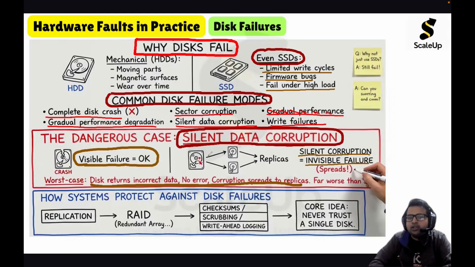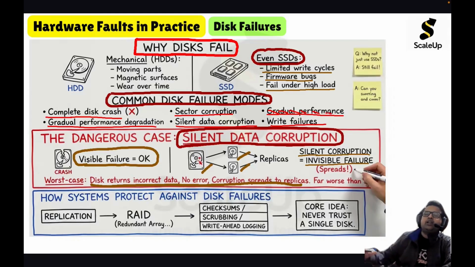Here in this diagram, the replicas you are seeing are the backup disks. Whatever the main disk contains, exactly the same information the backup disk also contains. Now, if data silently gets corrupted, that corrupted data will be transferred to the replica also, because we are unaware of that data corruption. So it's an invisible failure. Silent failure, invisible failure is very dangerous, because the incorrect data now gets to the replicas also.